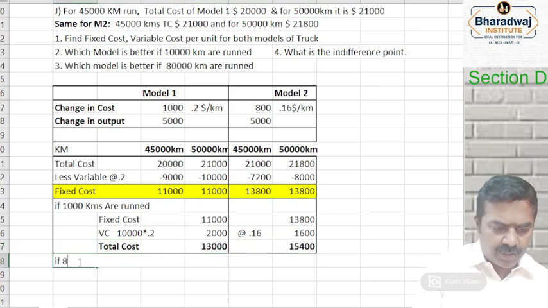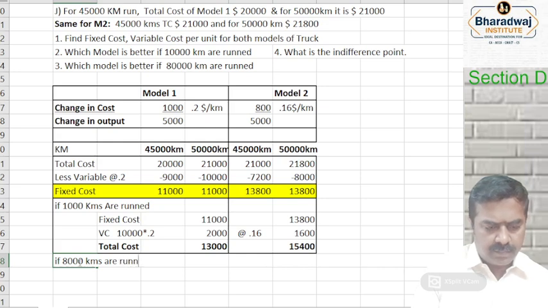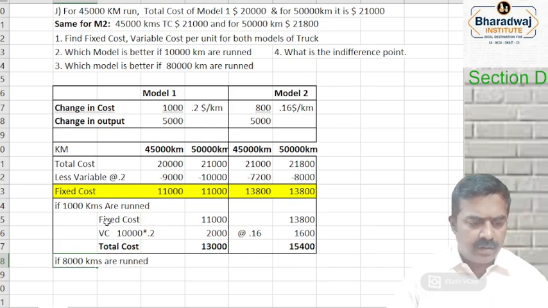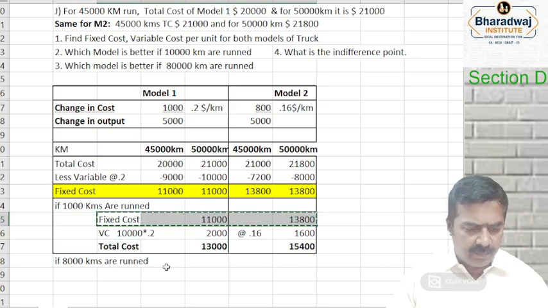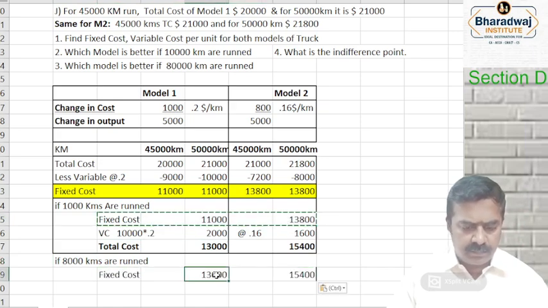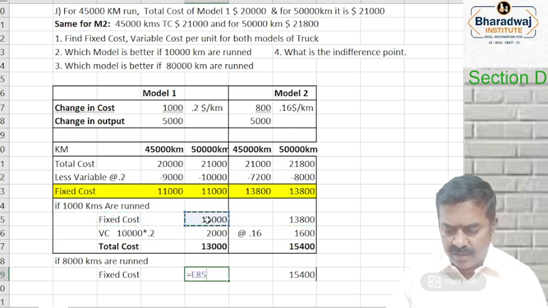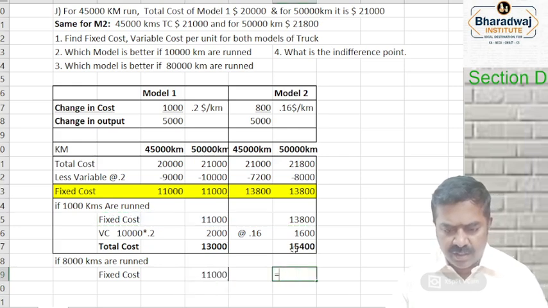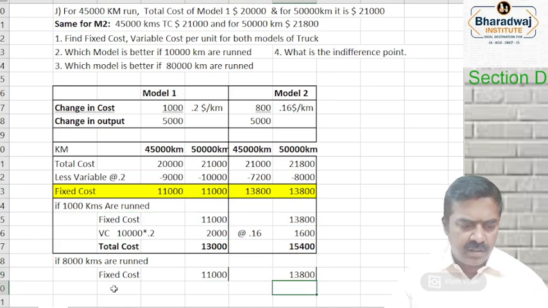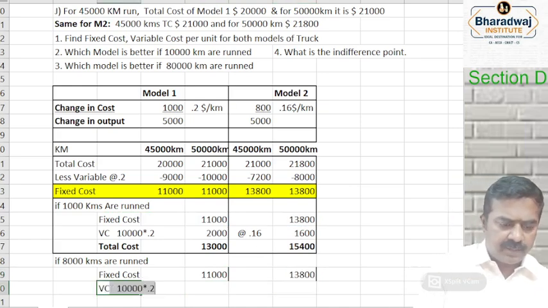If 80,000 kilometers are run, simple, fixed cost will be the same. Fixed cost will not change. Variable cost will change.